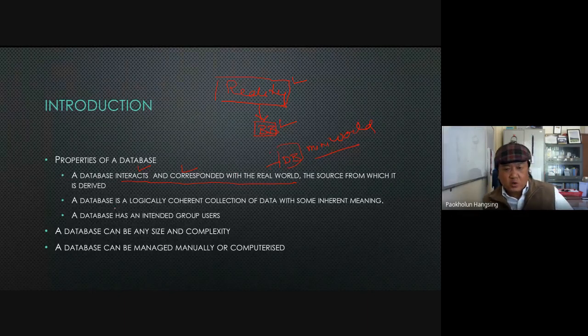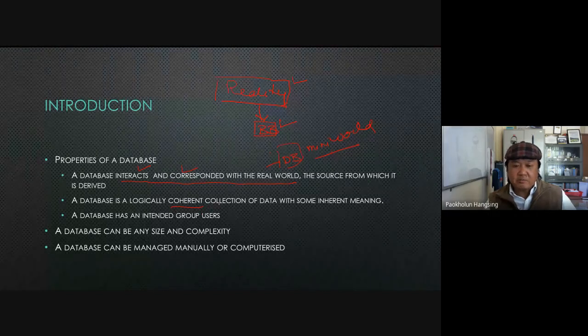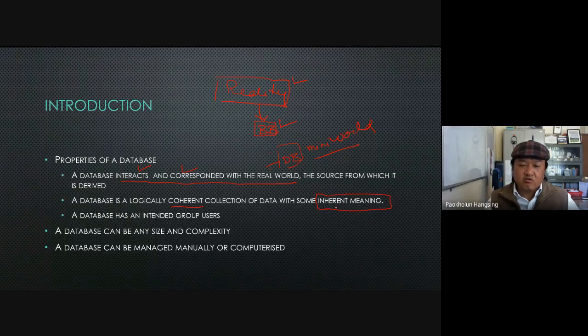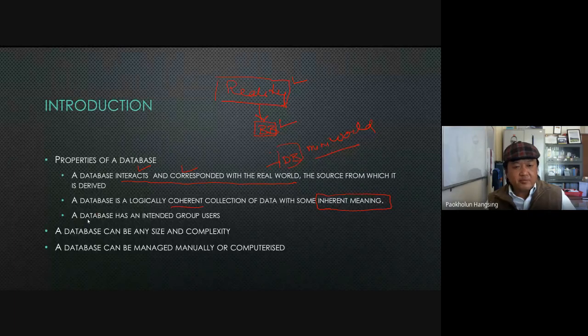Now, a database is a logically coherent collection of data with some inherent meaning. I mean, there has to be some coherence among the data that we collect in the database itself. Like we said, it cannot be simply a random collection. So it has to be not only logically coherent, but it should also have some meaning in it. So it should inform us about something. That is the second property of a database system.